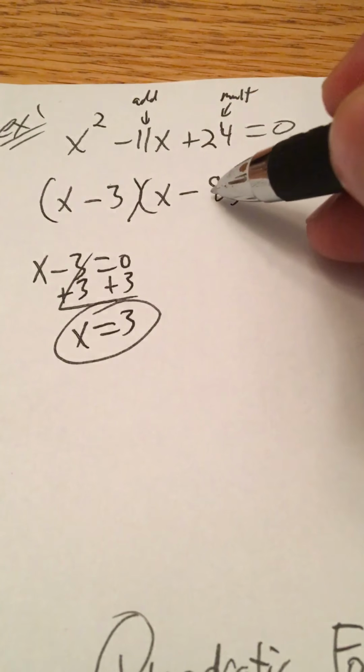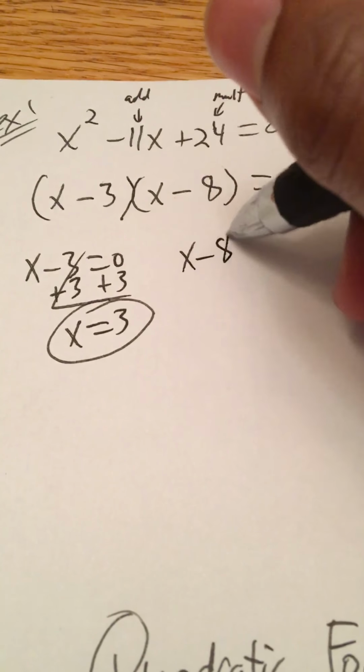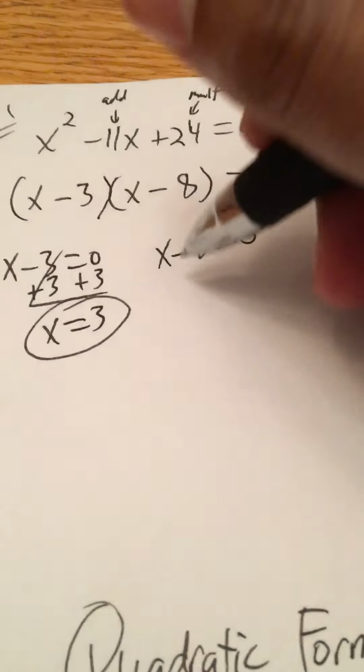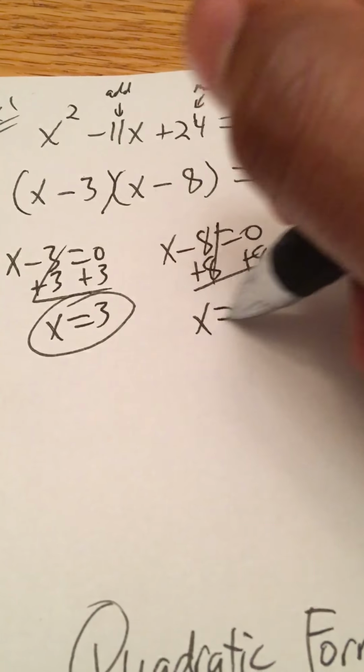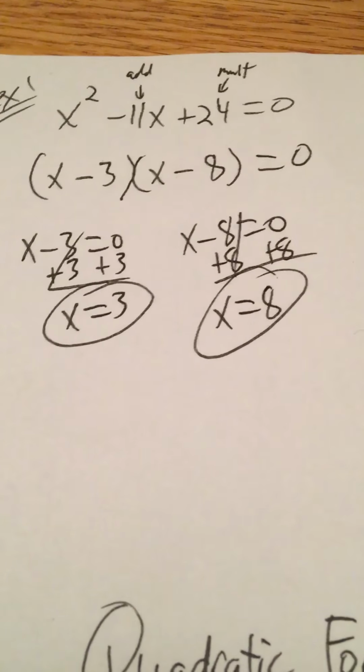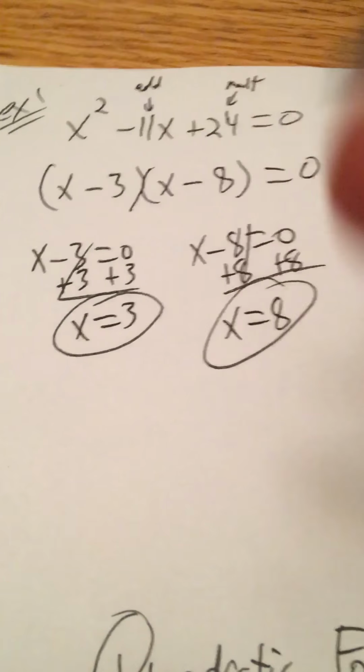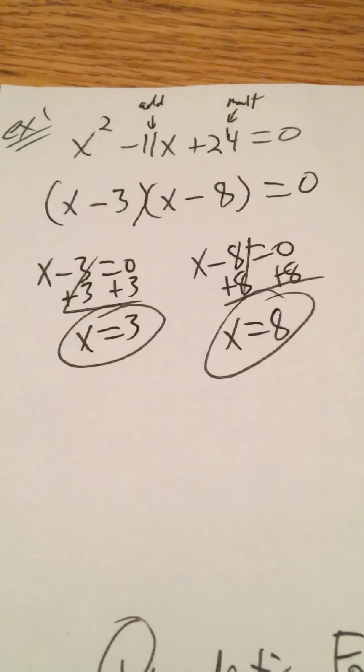Now, do the same thing with x minus 8, that factor. I'm going to copy it down, set it equal to 0, and solve. Add 8 to both sides, cancels out, x equals positive 8. So, by the way, you are done. These are the solutions. It is that simple.